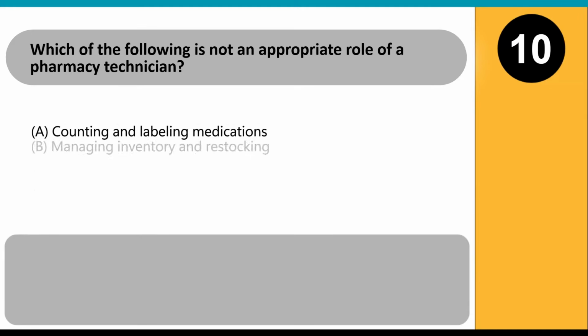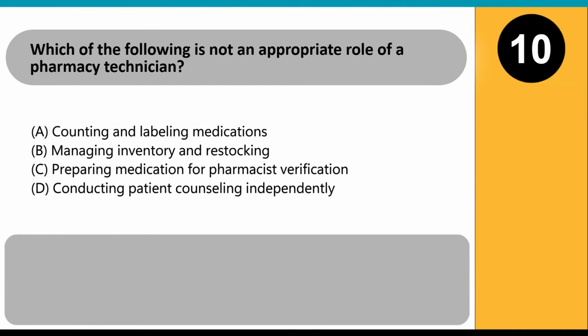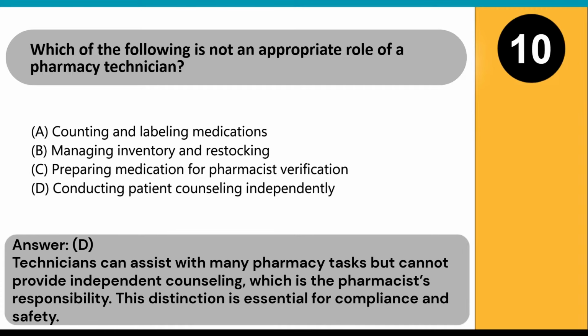Which of the following is not an appropriate role of a pharmacy technician? A. Counting and labeling medications. B. Managing inventory and restocking. C. Preparing medication for pharmacist verification. D. Conducting patient counseling independently. Answer, D. Technicians can assist with many pharmacy tasks but cannot provide independent counseling, which is the pharmacist's responsibility. This distinction is essential for compliance and safety.